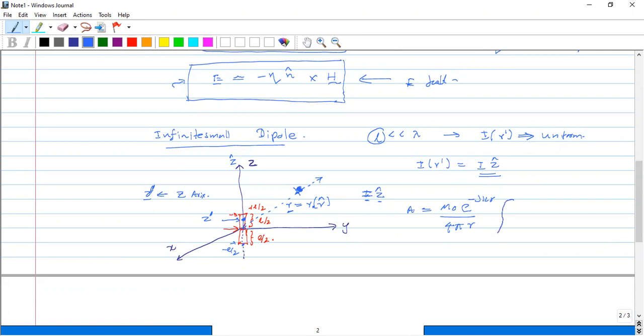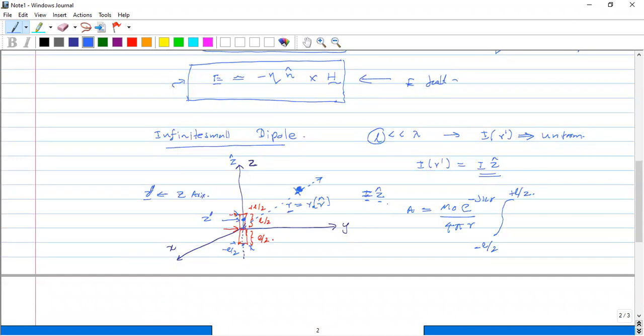And you have to do the integral along the line. So what is the integral you have to do here along this line? This is the lower limit for this line and this is the upper limit. The lower limit is minus L by 2 and the upper limit is plus L by 2. These are the limits for the integral.